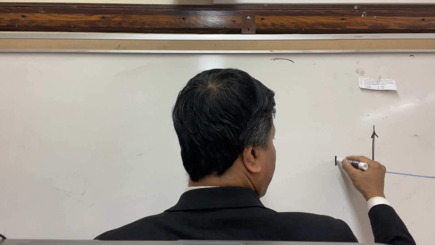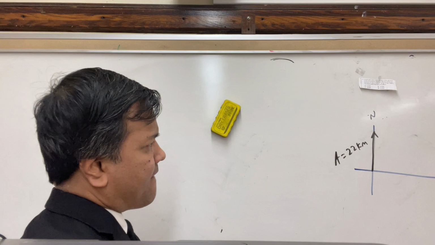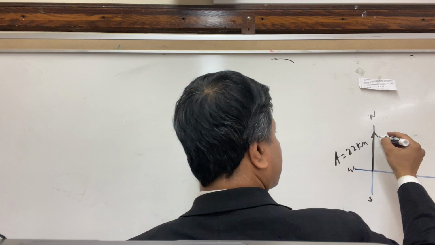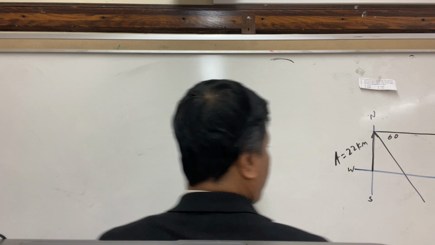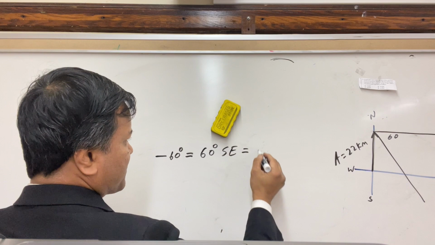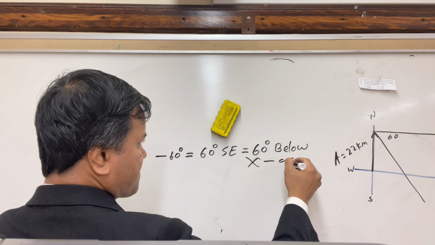We're going to call A, it's 22 kilometers. Melbourne is moving to the north. This is east, this is west, and this is south. And then he makes a southeast direction, 60 degrees with respect to the x-axis. So one thing you know, negative 60 degrees is equal to 60 degrees southeast is equal to 60 degrees below the x-axis. They all are the same thing.